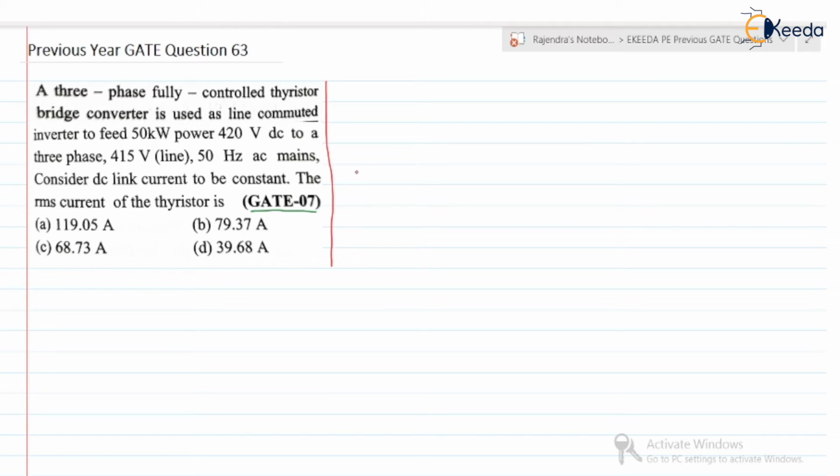Before moving towards the current flowing through the thyristor, let us find the load current first, because it is given that the DC link current, that is the load current, is constant. If you check the given data, P is equal to 50 kilowatt, so it is 50 into 10 to the power 3 watt. V0 is equal to 420 volt. Next, the input voltage Vi is equal to 415 volt, or we can consider it as VL, the line voltage.